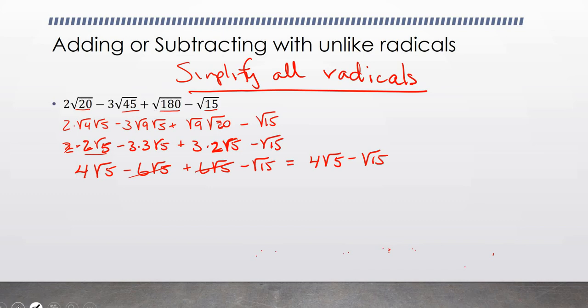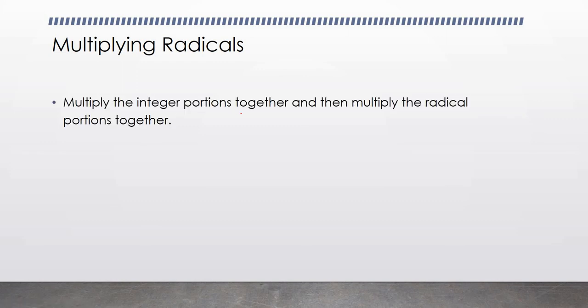All right, multiplying radicals. So to multiply radicals, I'm going to multiply the integer portions together and then multiply the radical portions together. Again, think of variables. 2x times 3x. 2 times 3 is 6. x times x is x squared. So let's see how this works.